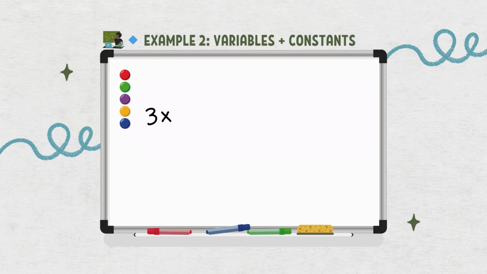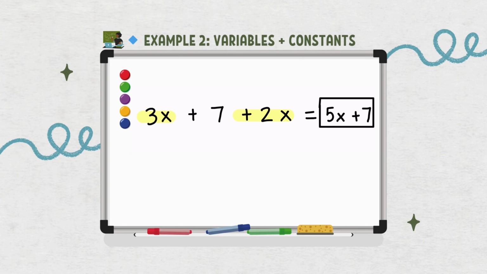Example 2, variables and constants. Here we have 3x plus 7 plus 2x. The first thing I'm going to do is highlight our like terms. So I'm going to highlight 3x, and I'm also going to highlight plus 2x because the plus sign belongs to the 2x. Now I know that I'm supposed to be adding. 3 plus 2 is 5x, and then plus 7. Be sure to box in your final answer.